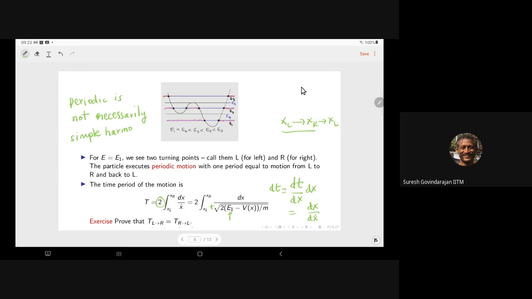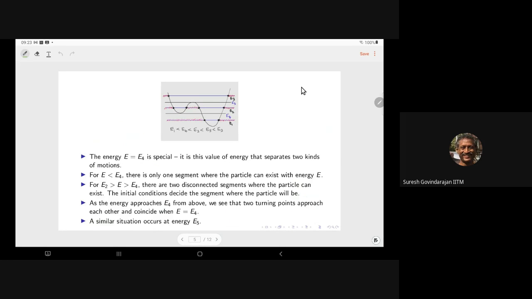Simple harmonic motion is very special, in that the time period is independent of the amplitude. In these other cases that's not true. Generically, it's not true. Periodic doesn't mean that. Again, I've explained this.